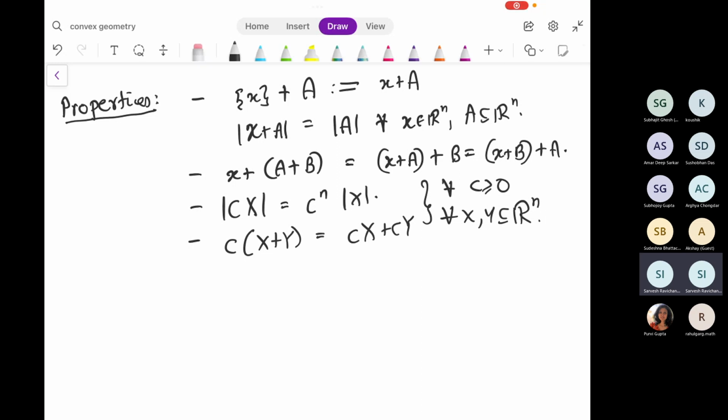Yes, yes, for all x, y subset of R^n. So that matters. Sorry, this mouse cursor is in the middle. Right.